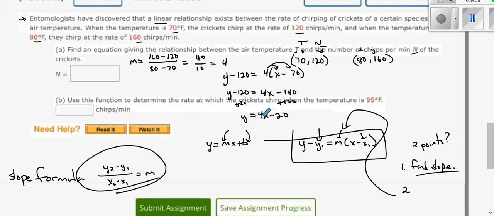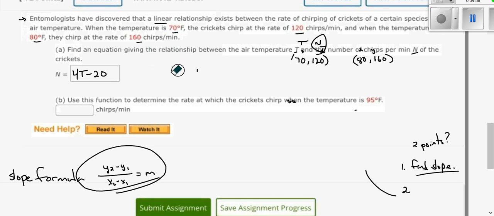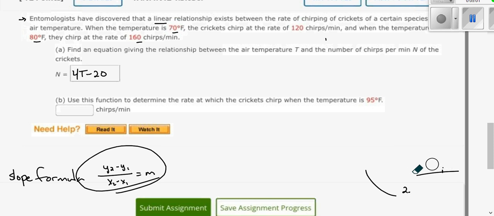But now I don't want to use the x and y. Remember up here, they want it in t and n. So the n is kind of like the y, the t is like the x. So that means I'm going to write n equals 4t minus 20. You may have to watch that a couple times. Now, once I have that, I'm going to get rid of all this. I have my equation.